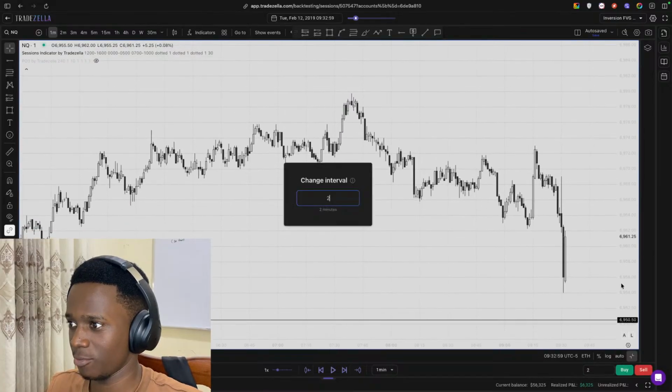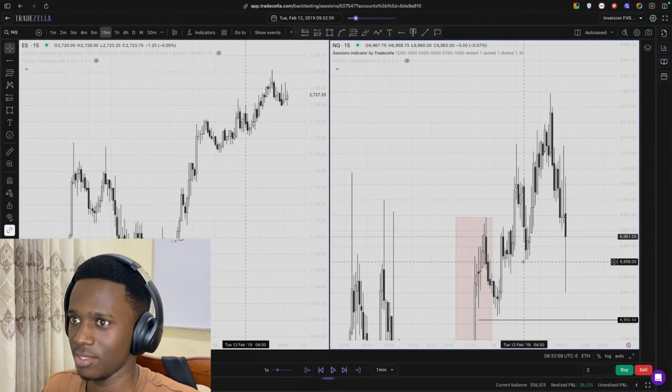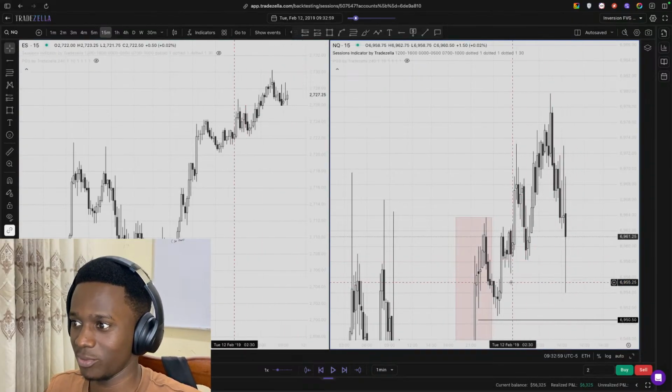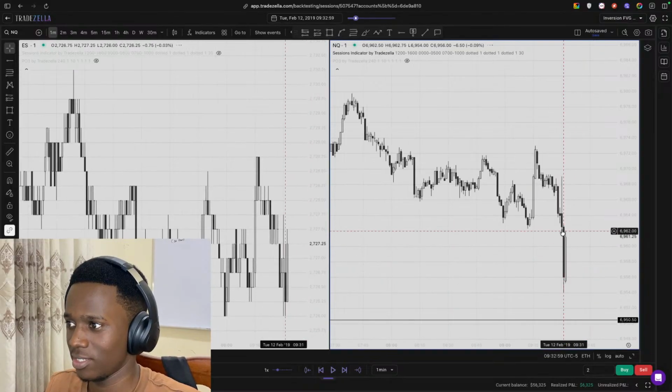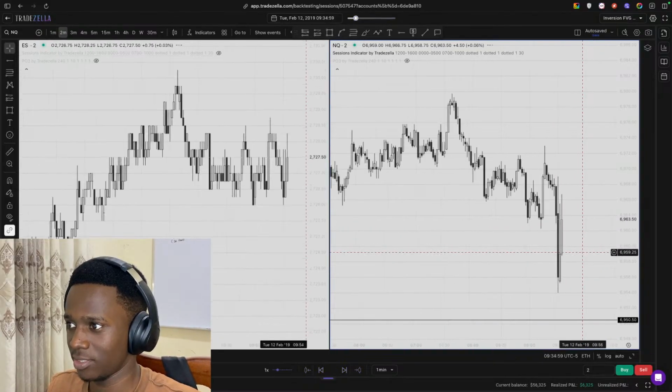Okay, 9:30 open, drops very heavily. Checking the 15-minute, you can see that this low here was run leaving behind an SMT. This is a 15-minute gap. Let's see if we get a good rejection higher.